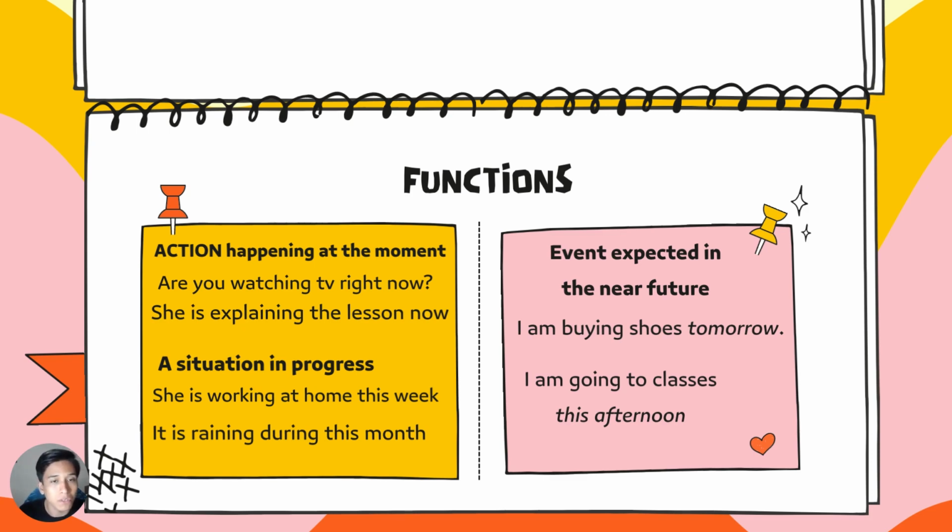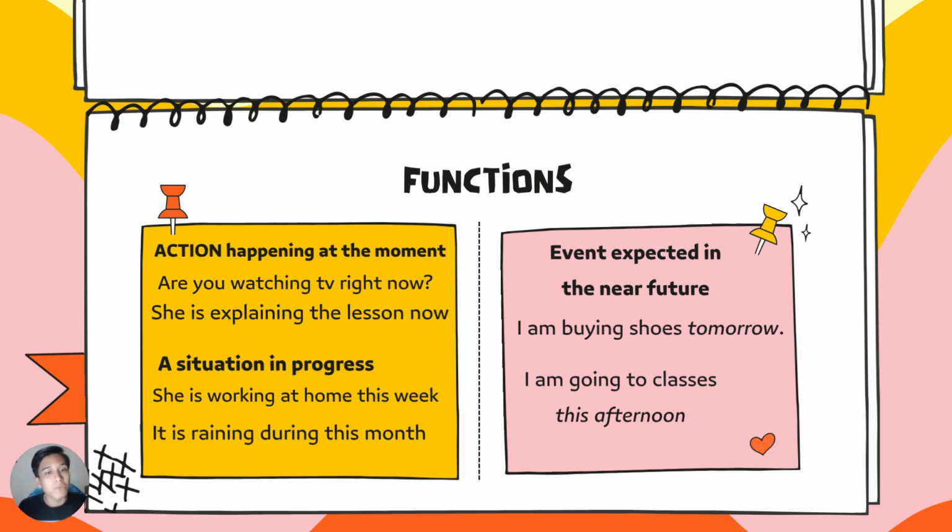Here I wrote some examples also. Are you watching TV right now? She's explaining the lesson now. The words right now or now help you to realize that an action is happening in this moment. So we have to use the present progressive, or we can use it.